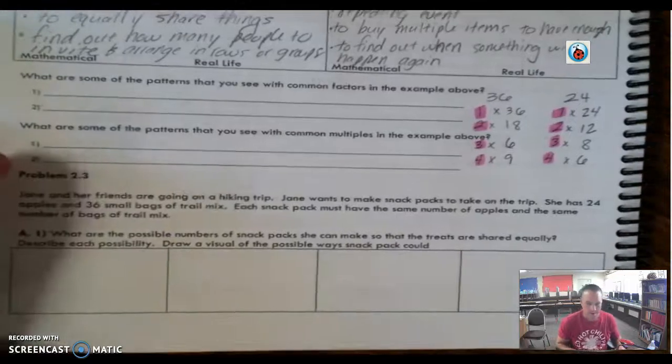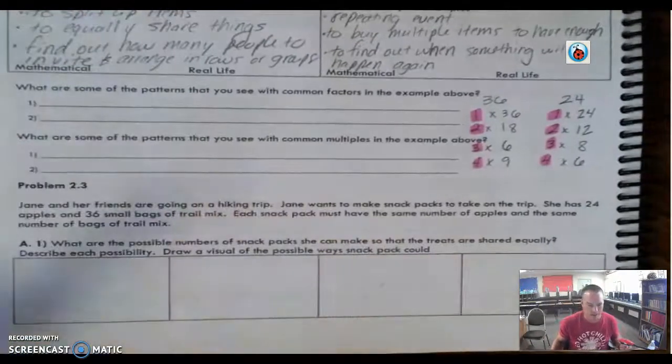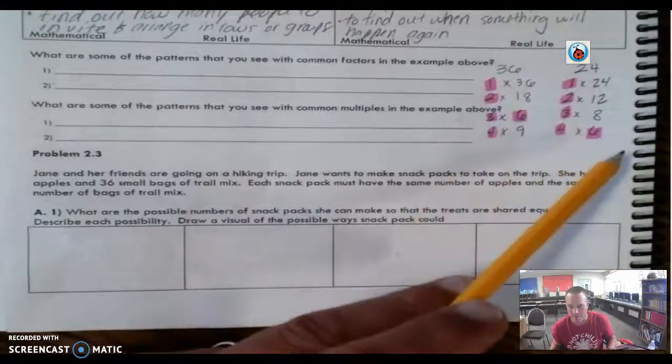And down here, there's 4 boxes. So I'm sure you could figure out how to do this. But the real question is, what are the possible numbers of snack packs you can make so that treats are shared equally? So think about that for a minute, and we'll come back in just a second, and we'll talk about what to write into these boxes. So I forgot the biggest one, the 6.